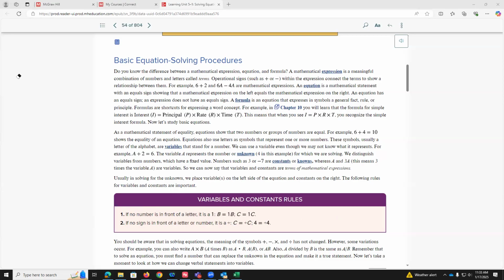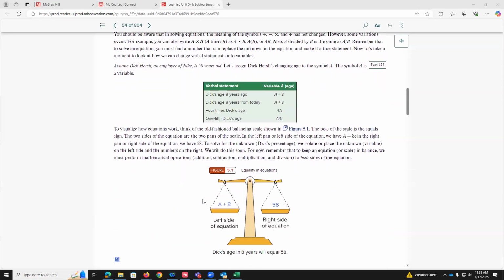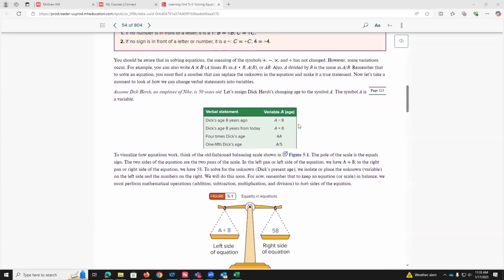All right, we're going to move down our page just a little bit. So they give us an example here to look at. And in solving equations, the really good thing is the meaning of the plus, the minus, the multiplication, and the division doesn't change. The x still means multiply. The divide sign still means divide. And there are just different ways that you can write these, and that's listed on your page there for you.